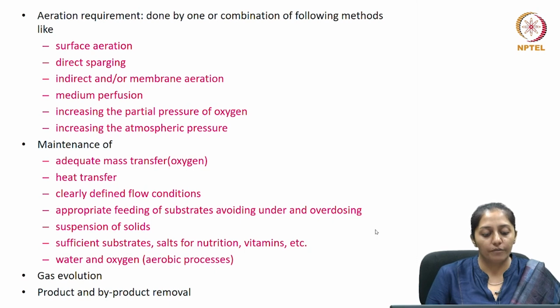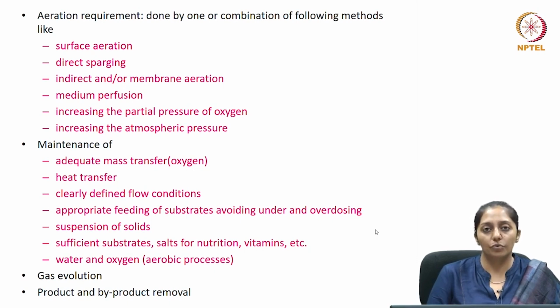Then talking about maintenance of adequate mass transfer. The reactor design which we choose should also ensure that adequate mass transfer is maintained, as well as heat transfer. There have to be clearly defined flow conditions inside the reactor, and there have to be provisions for adequate feeding of nutrients to avoid under and overdosing. The solids or the particulate matter present in the medium, which involves the culture, should be able to remain suspended inside the reactor. Otherwise, if they settle down, then this may cause mass transfer and heat transfer limitations, eventually affecting the productivity and yield.